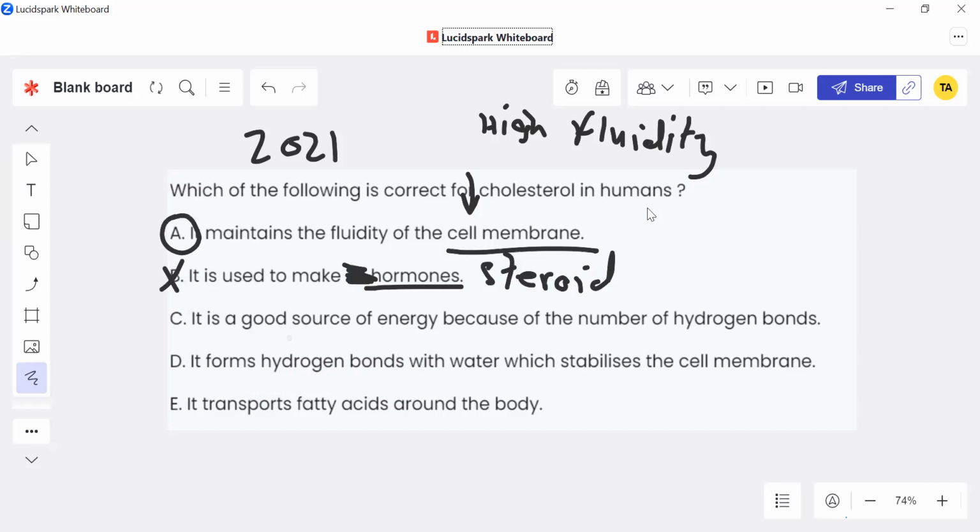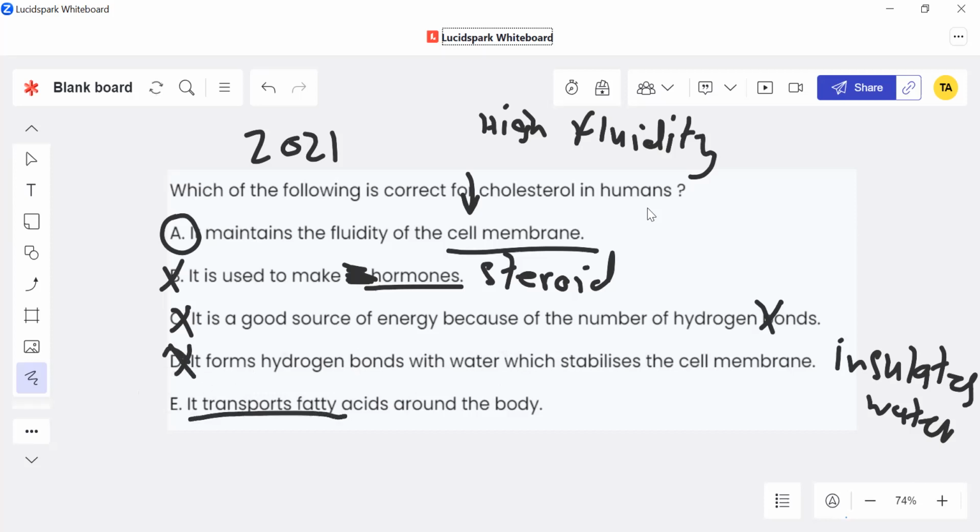A is right. C says that it is a good source of energy because of the number of hydrogen bonds. No, this is not right. Cholesterol is not a good source of energy. So this is also wrong. D says that it forms hydrogen bonds with water, which stabilizes the cell membrane. That is incorrect because cholesterol does not form hydrogen bonds with water, because it insulates the cell from water. So if you want to insulate the body from water, you would use cholesterol because cholesterol will not dissolve with water. And so D is wrong.